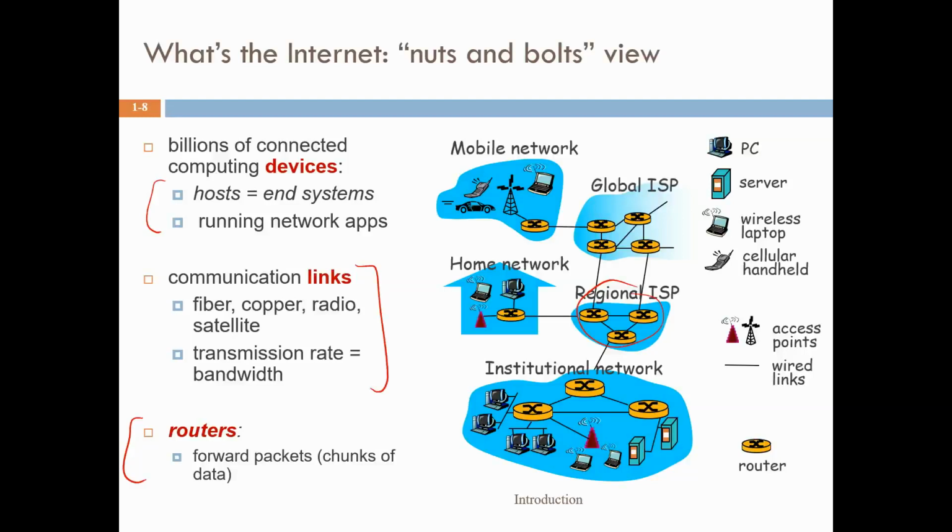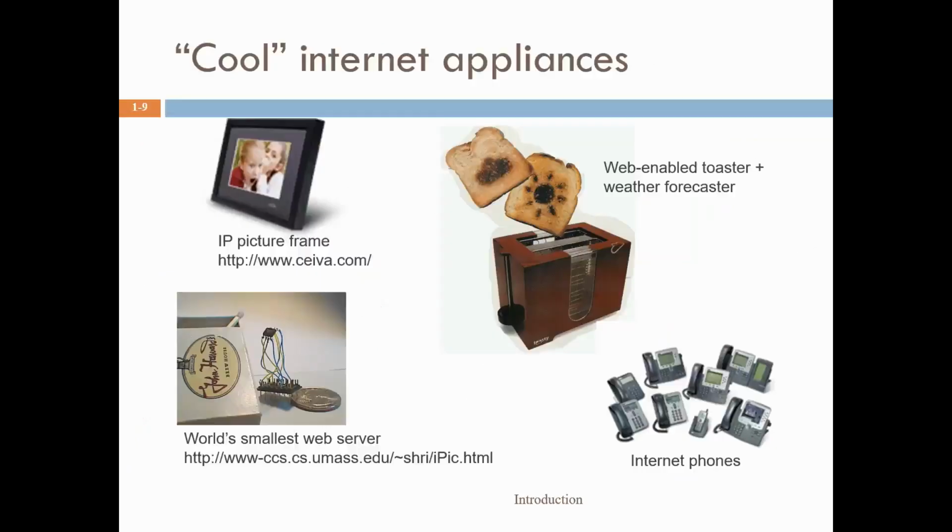And communication links are characterized by several metrics, the most important of which is the transmission rate or the bandwidth, which basically tells us how fast we can transport data through these communication links, how many bits per second. This is how we measure the transmission rate or bandwidth.